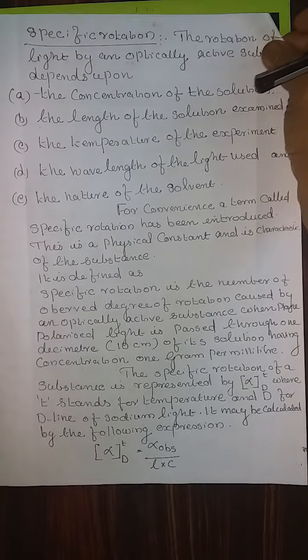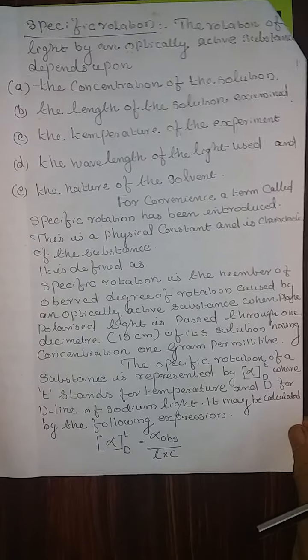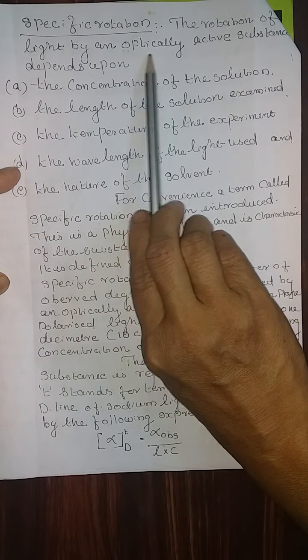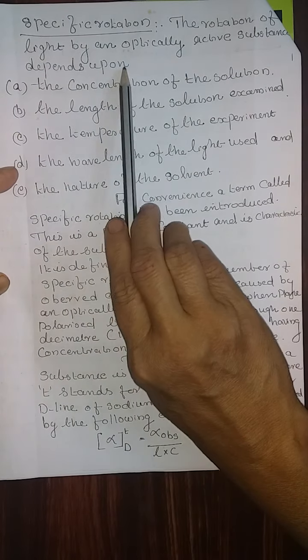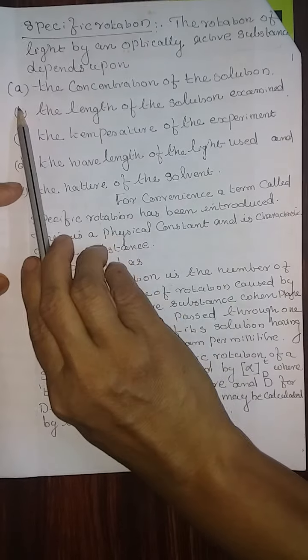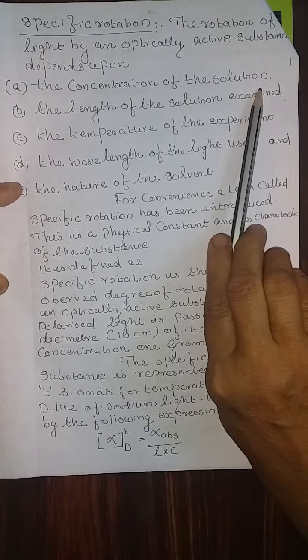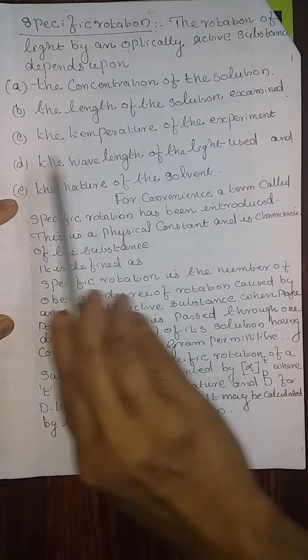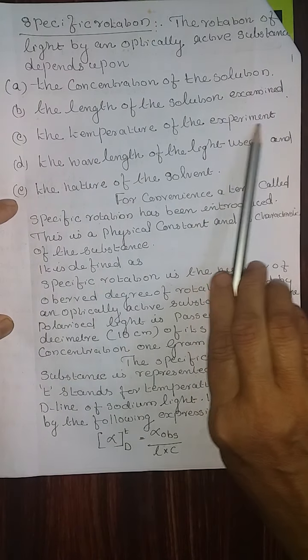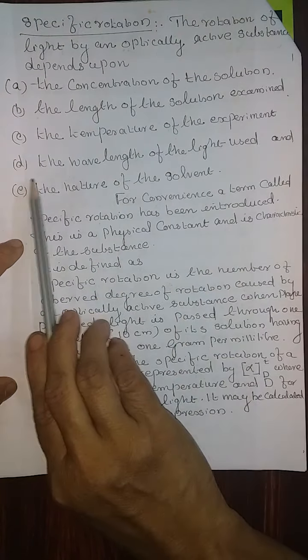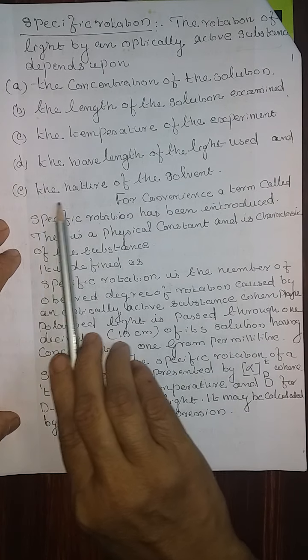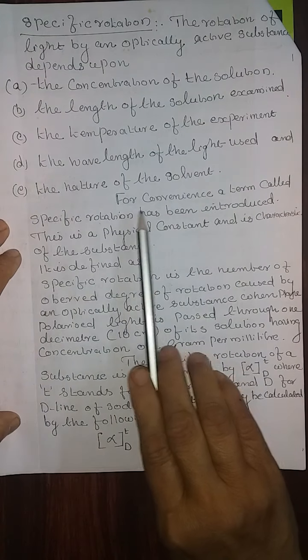Now, specific rotation. Specific rotation: the rotation of the light by an optically active substance depends upon: A, the concentration of the solution; B, the length of the solution examined; C, the temperature of the experiment; D, the wavelength of the light used; and E, the nature of the solvent.